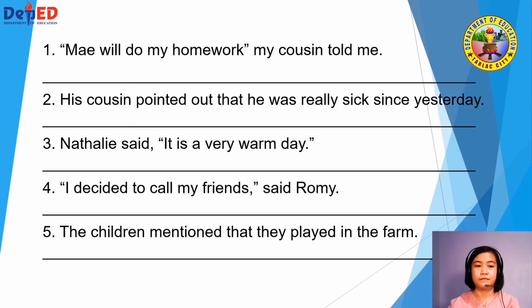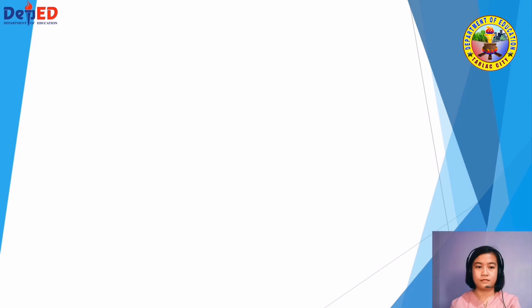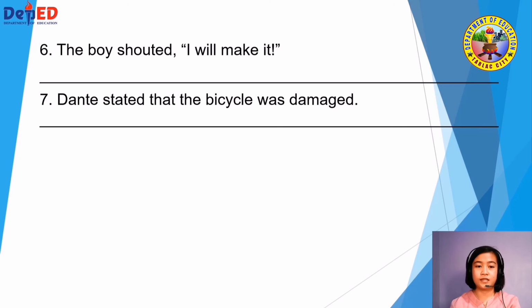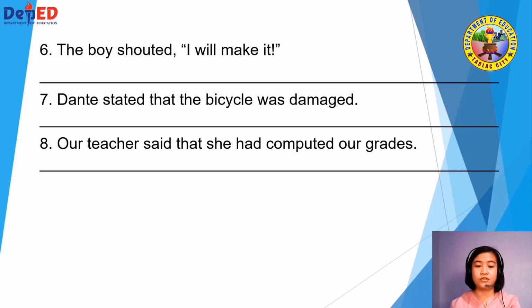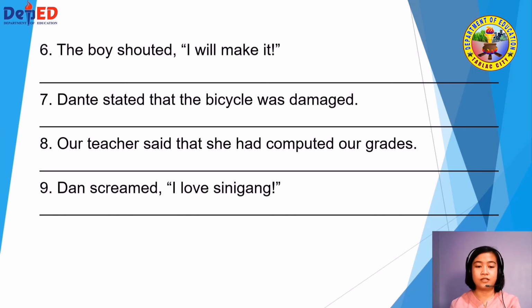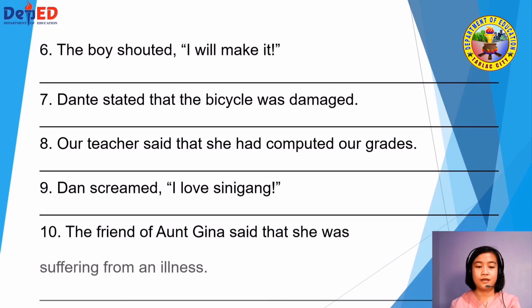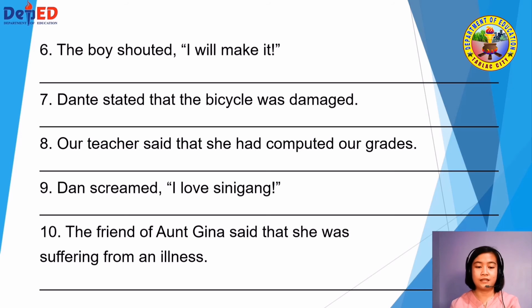Number 6, The boy shouted, "I will make it." 7. Dante stated that the bicycle was damaged. 8. Our teacher said that she had computed our grades. 9. Dan screamed, "I love sinigang." 10. The friend of Aunt Gina said that she was suffering from an illness.